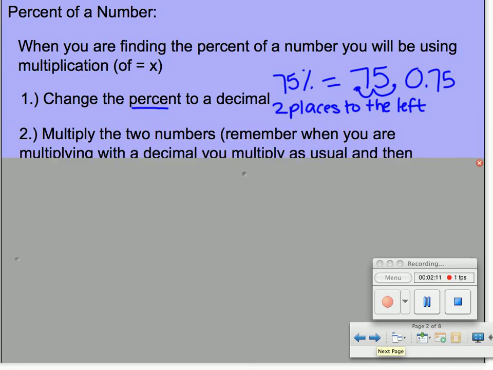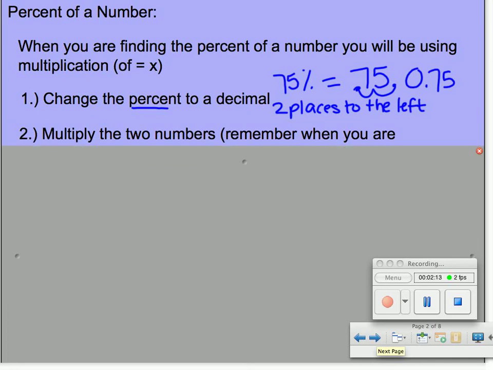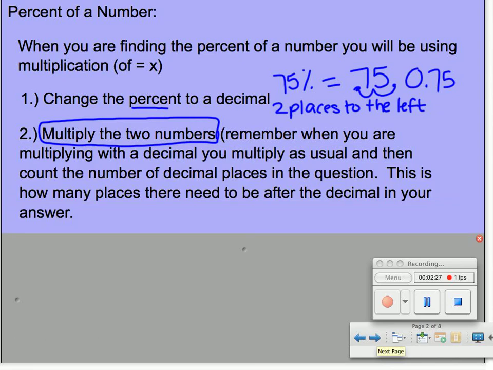Once you have that decimal moved 2 places to the left, you're going to multiply the 2 numbers together. This is the important part. If you don't remember how to multiply decimals, which some of you may not, then you need to write the rest down. When you are multiplying with a decimal, you have to multiply as usual, then count the number of places after the decimal in the question. That's how many places you're going to have after the decimal in the answer.